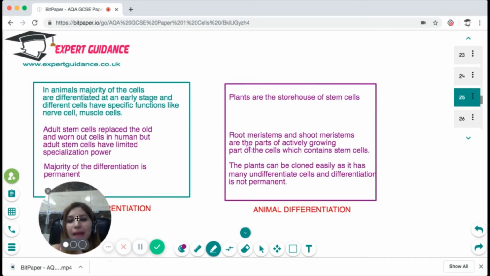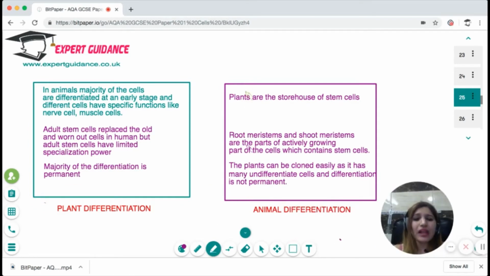In plants, the majority of plant cells are stores of stem cells. The root meristem and shoot meristem are the actively growing parts which contain stem cells. We can take that and make a new plant. A plant can be grown easily because the majority of the parts are not differentiated, and for the ones which are differentiated, the differentiation is not permanent. So it can be reversed.